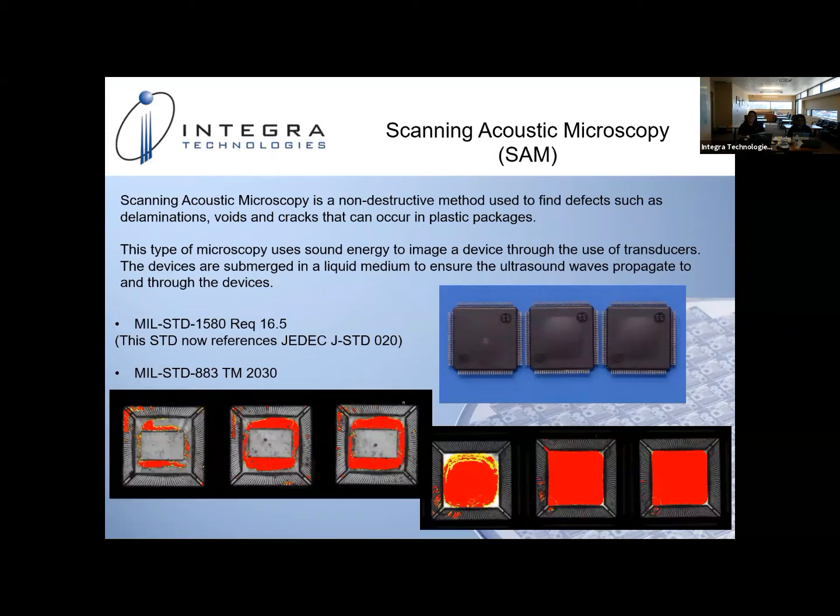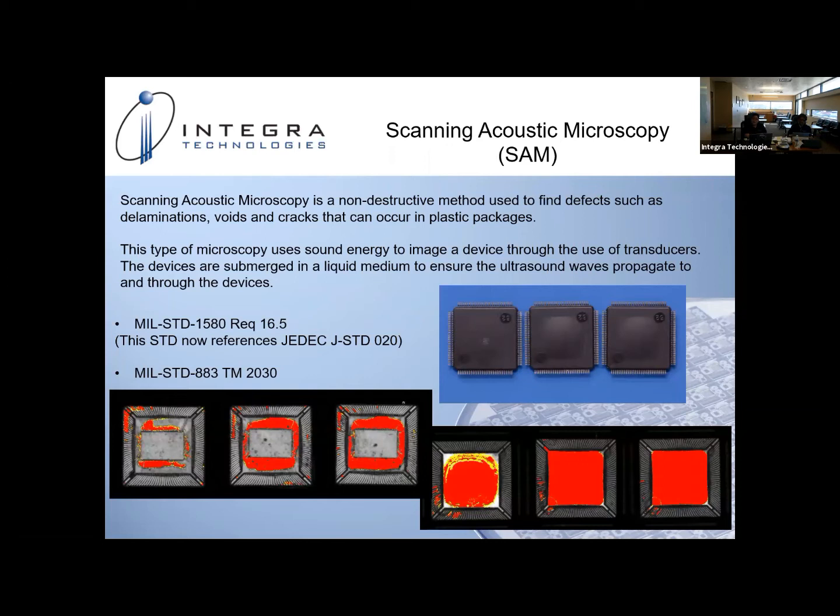Moving on to scanning acoustic microscopy, otherwise known as SEM or AM. SEM is a non-destructive test to find delaminations, voids, or cracks that can sometimes occur in plastic packages. SEM uses sound and transducers to capture an image of the device. Suspect delaminations or voids are usually indicated by red pixelations. So these are some great examples up on the screen.